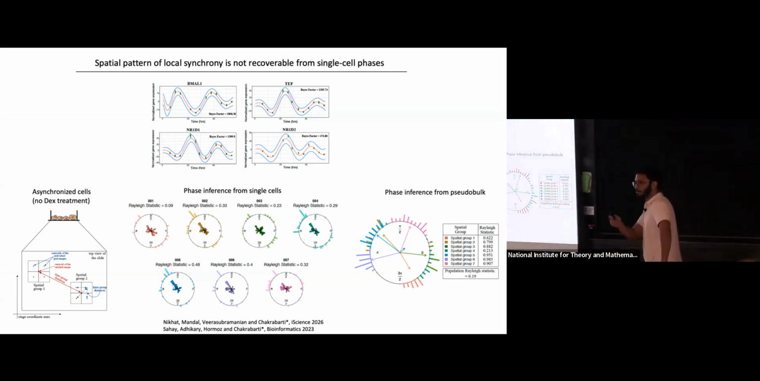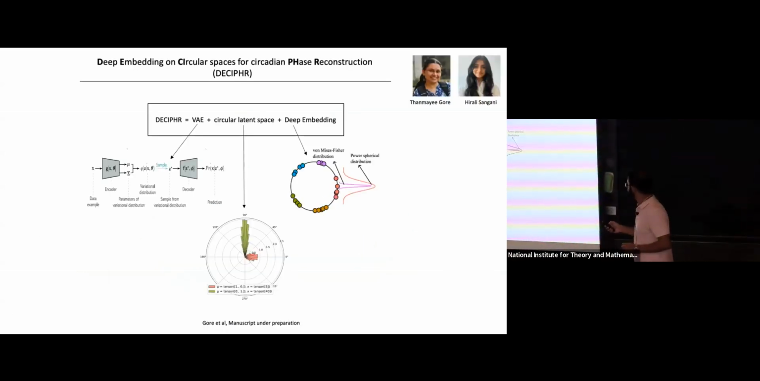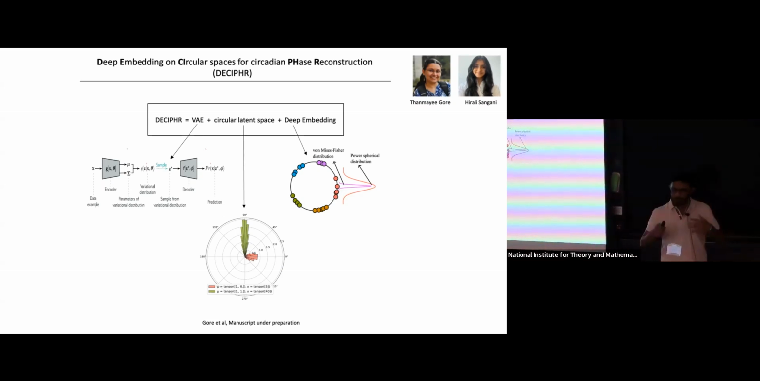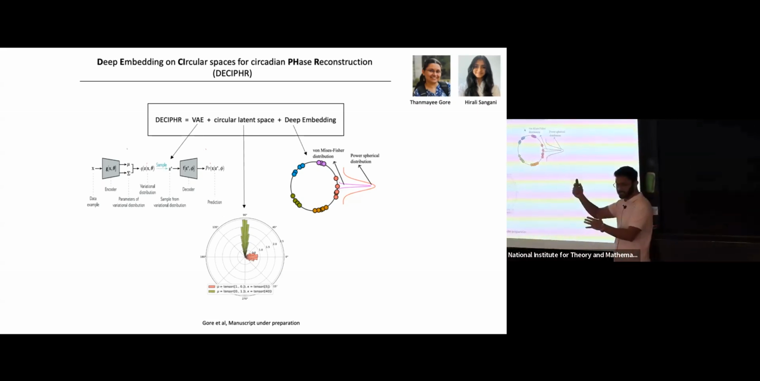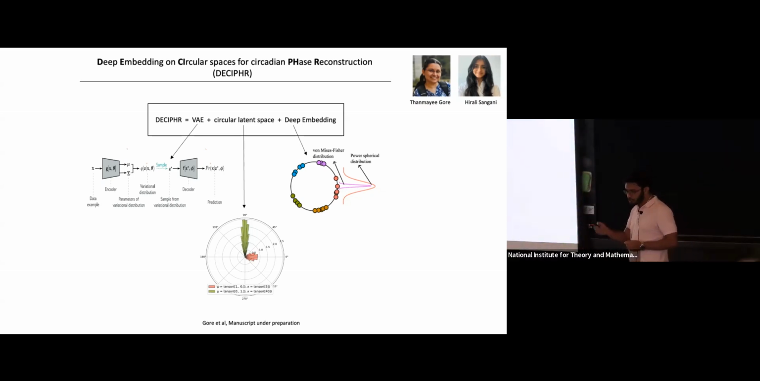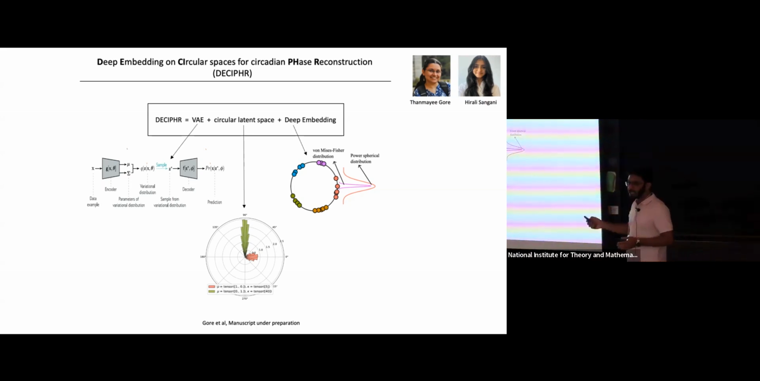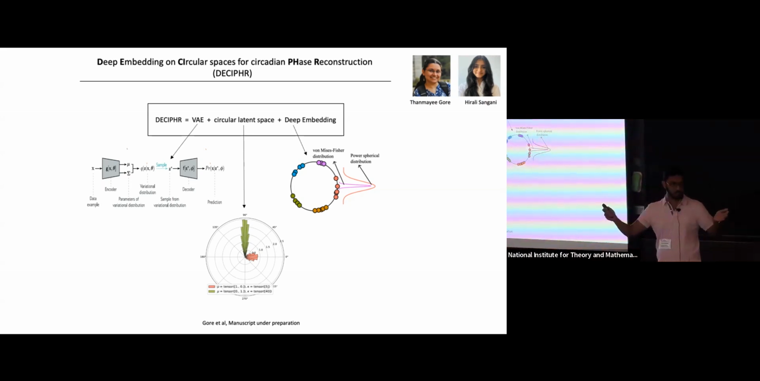Okay, so maybe I'll just quickly go through the rest of the things, because there's only 2 more minutes. So basically what we think is the better way to approach this phase inference problem, and this also has relevance to inferring in the cell cycle, is to do a little bit of pseudobulking. And so what we've now developed is a way in which you don't have to pseudobulk over hundreds and hundreds of cells, which is typically what is done.